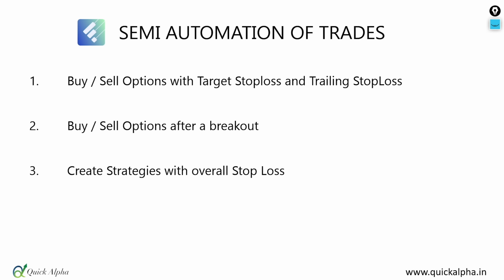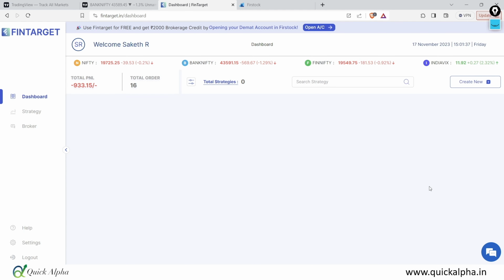So first, as usual with any discretionary trade, first let's try to analyze the market. The thing here is I am going to show everything with a very small stop loss and target, let's say 2 points or 3 points. My intention is just to show you how the execution is taking place, and for this we'll be using the automation platform Finarget.